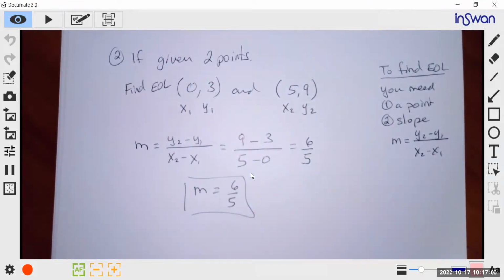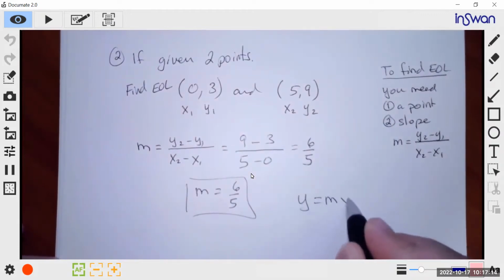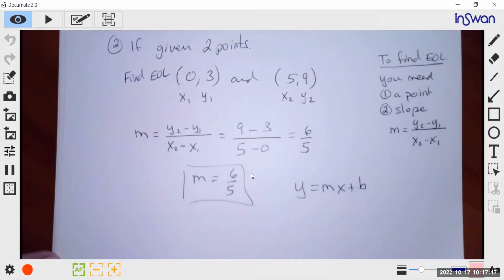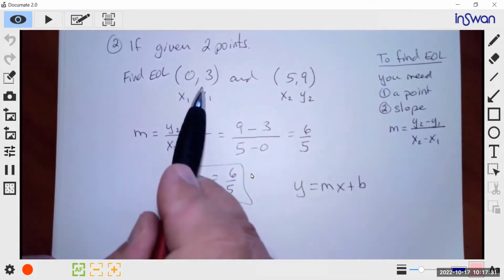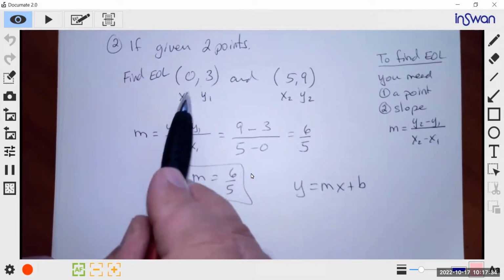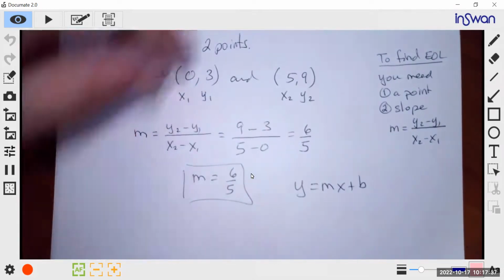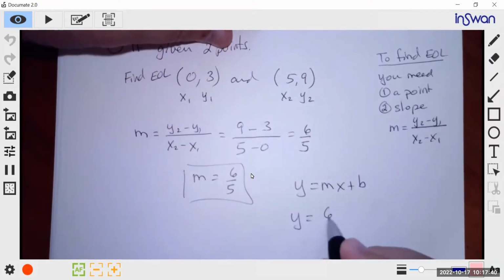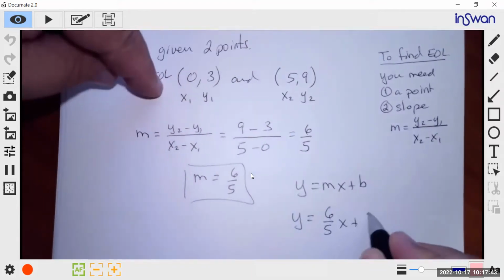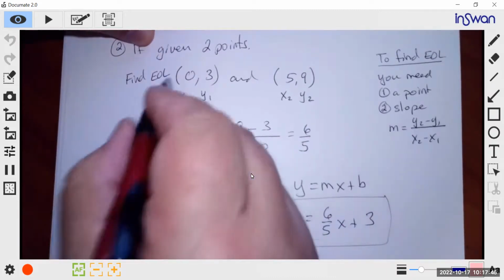Do you know the equation already? Remember, we want it in this form. What are we missing? The y-intercept. How do we find it? I'll show you the easiest way of finding this one. Point 0, 3. That's the y-intercept. So our answer is 6/5 x plus 3, because that is the y-intercept.